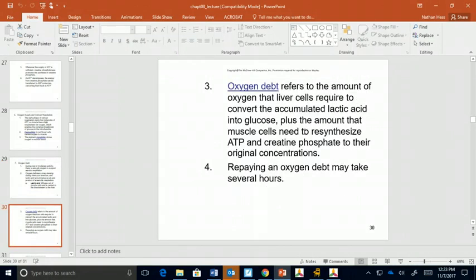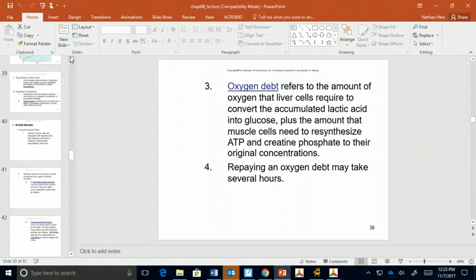If you do that for too long, you run into what we call oxygen debt, and that means you have this lactic acid that is built up, and your liver has to take that lactic acid and convert it into glucose to get rid of it, basically, to resynthesize ATP. That way we can get your muscles back ready to work efficiently. And that oxygen debt may take hours or even days if you're really working hard to reset the muscles so that they can work normally.